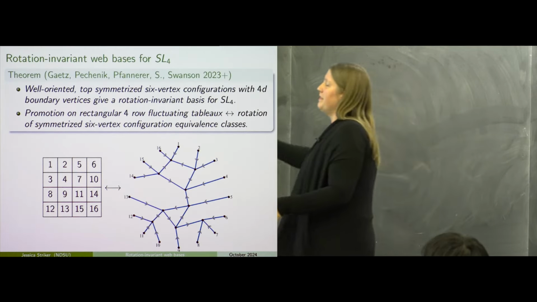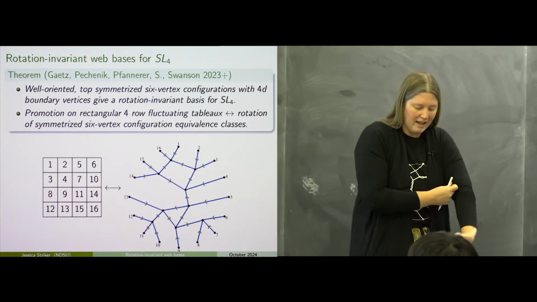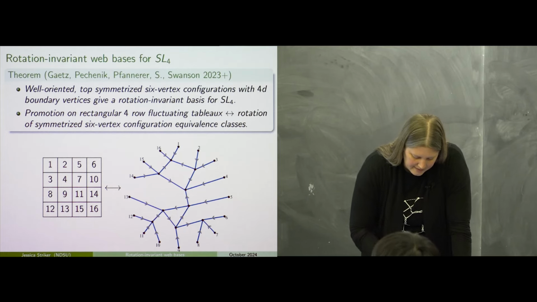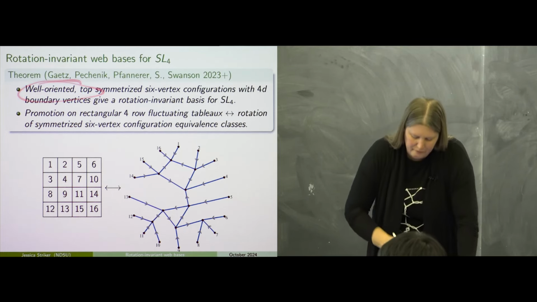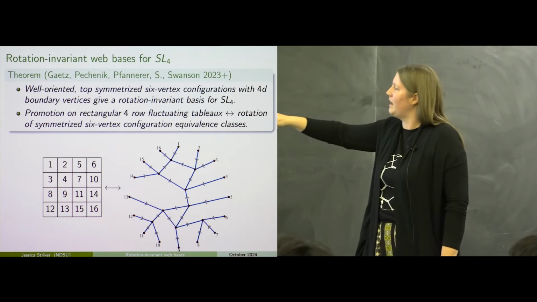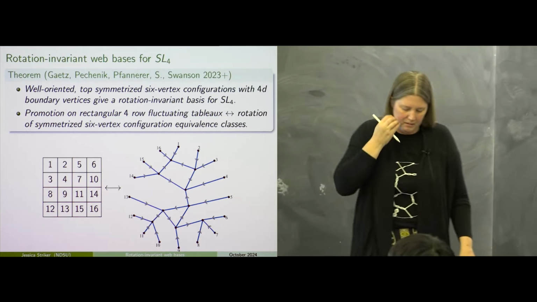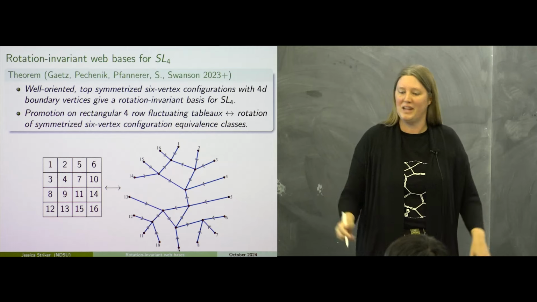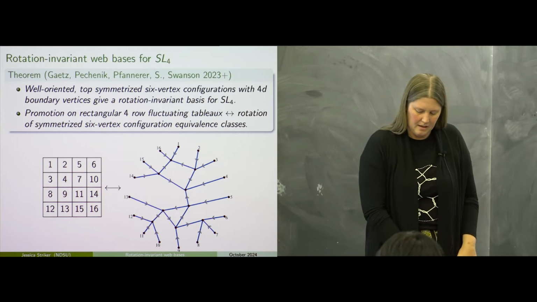Here's our main theorem, 6-vertex style. So we call these things well-oriented, top, symmetrized 6-vertex configurations. So these are the adjectives I showed you before. They have a natural translation to the 6-vertex model. And it turns out that this model for our basis elements was very helpful in proving a lot of the things that we had to prove to show that this was our rotation-invariant basis.